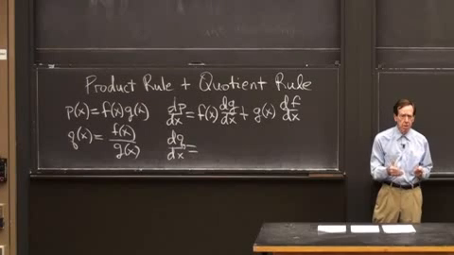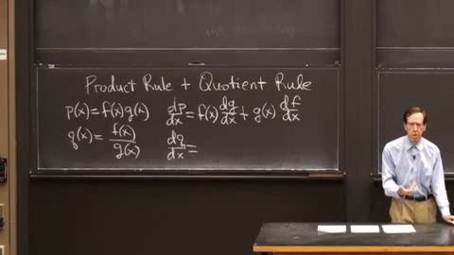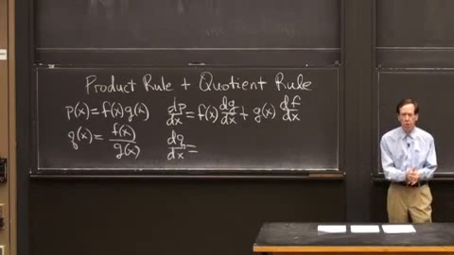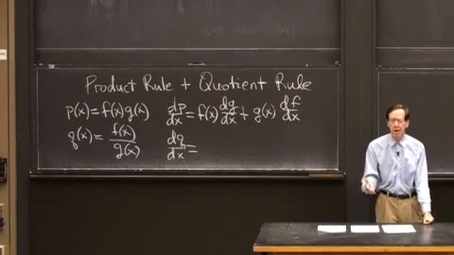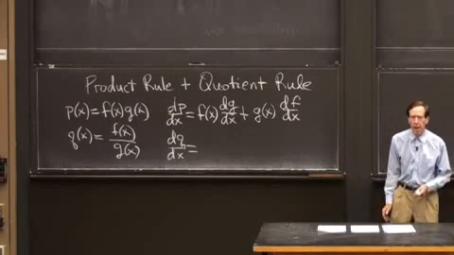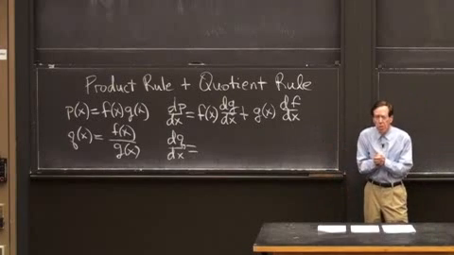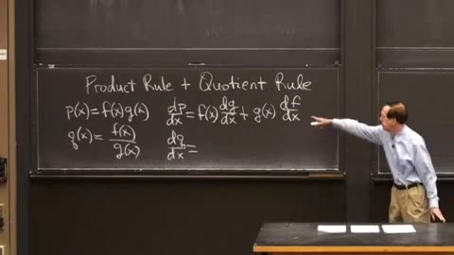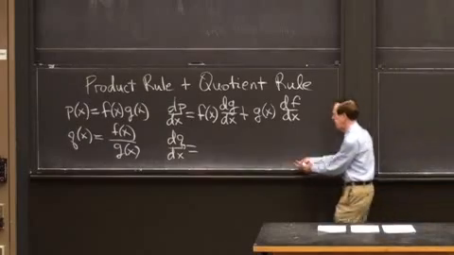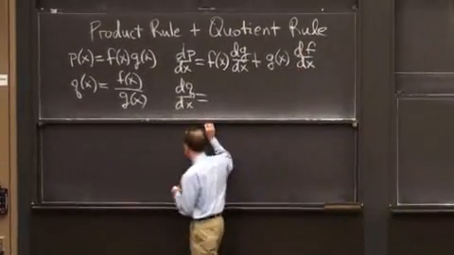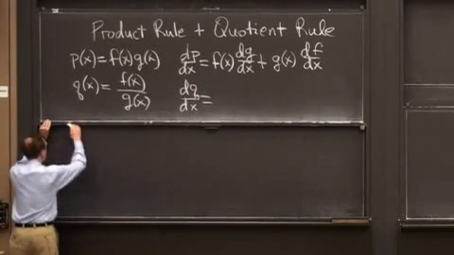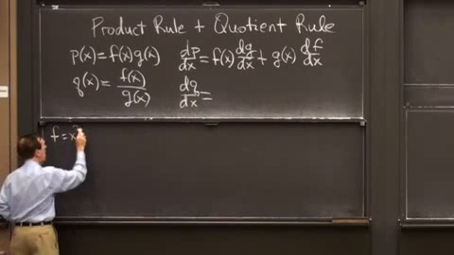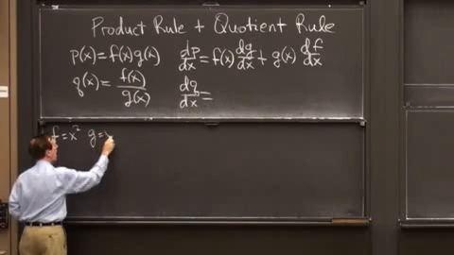And maybe I ought to give you some examples, see what it's good for, and also some idea of where it comes from, and then go on to the quotient rule, which is a little messier. Okay, so let me just start by using this in some examples. Let me take as a first example f of x equal x squared and g of x equal x.